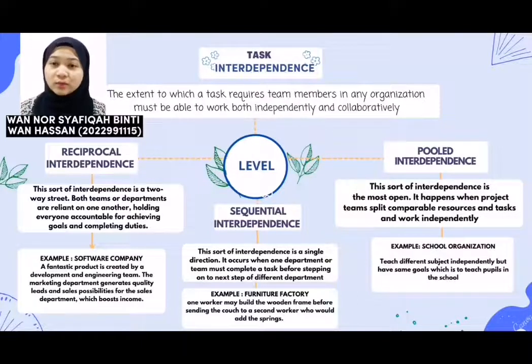Consider how a circular workflow might be implemented in a software firm. A fantastic product is created by a development and engineering team. The marketing department generates quality leads and sales possibilities for the sales department, which boosts income. Customers receive excellent customer service and support from the onboarding and customer success team. As the cycle progresses, the company gets increasingly profitable. They are able to hire more and more high-quality employees as the company grows. This model, on the other hand, argues that if one phase in the cycle fails, the entire process will fail.